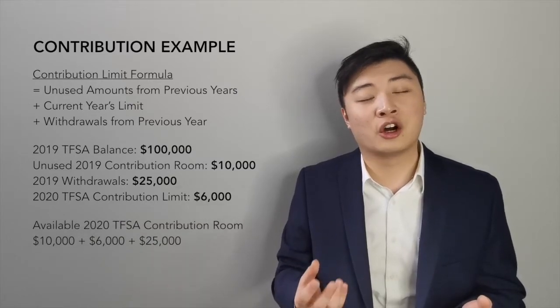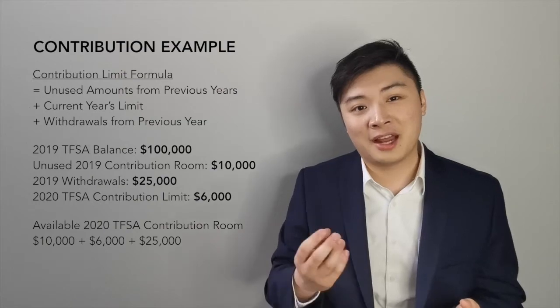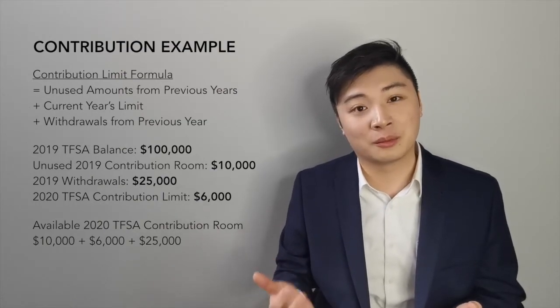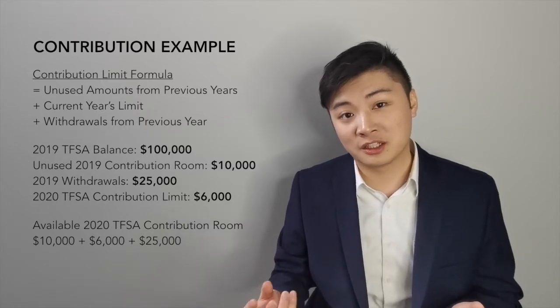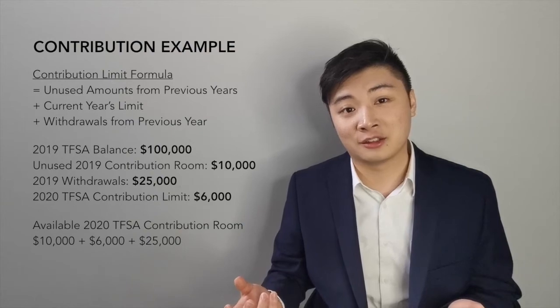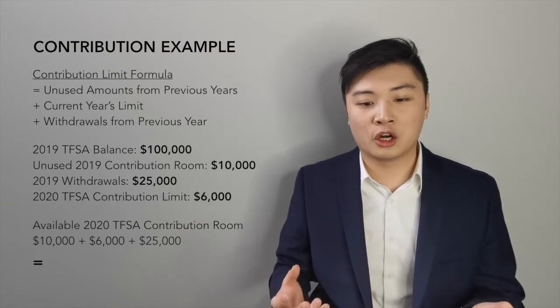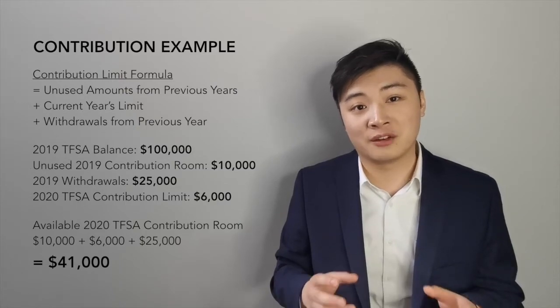Knowing 2020's contribution limit is $6,000, you can contribute up to $10,000 from unused limits from last year, plus the $6,000 new from this year, plus your withdrawals from last year, which equals $25,000. So in total, you can contribute up to $41,000 in 2020 to your TFSA account.